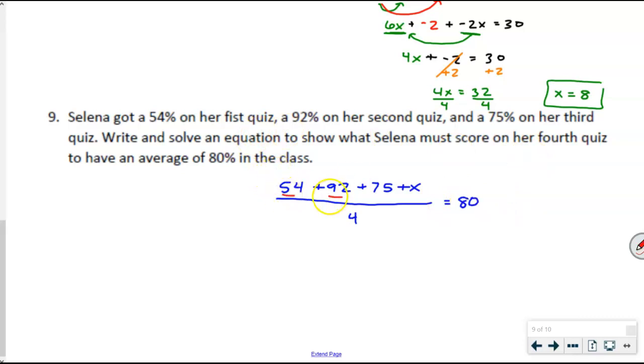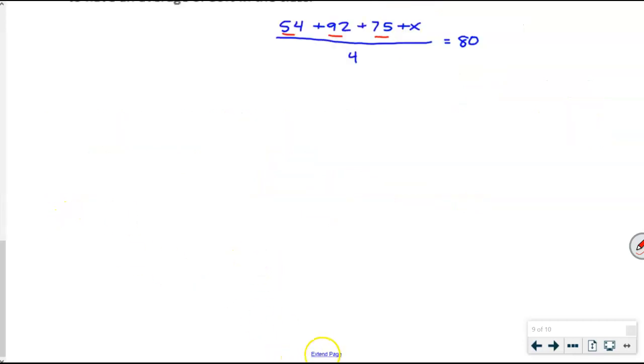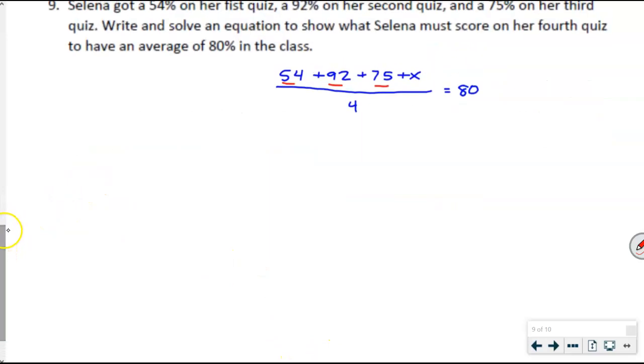54 plus 92 plus 75. I don't know, so I hope someone has that ready to go for me because I don't know. Emily? Sounds good to me. 221 plus x, but I simplified that first part, but all of that is still divided by 4, right? Now it's equal to 80.